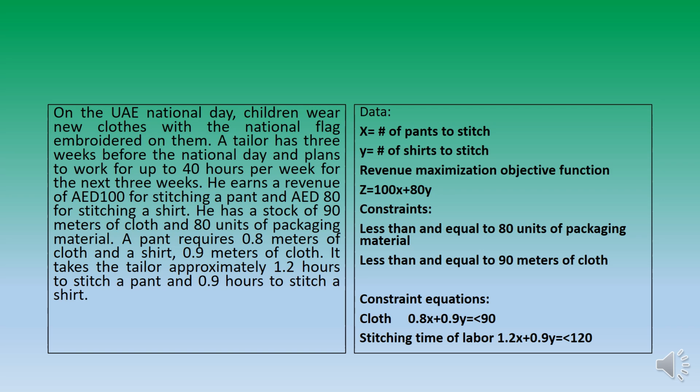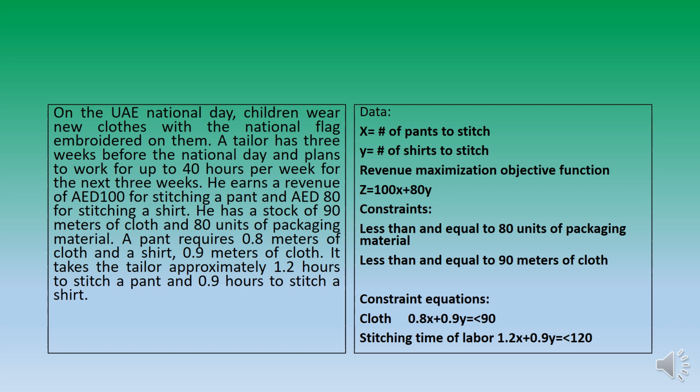Next, it takes the tailor approximately 1.2 hours to stitch a pant and 0.9 hours to stitch a shirt. The stitching time of labor, you see, 1.2 hours for stitching a pant and 0.9 hours for stitching a shirt. So for pants and shirts, the total time is 1.2x plus 0.9y. Since we have already been given that the total time he has before the UAE National Day is 120 hours. We have already learned that before. So these are the two constraints.